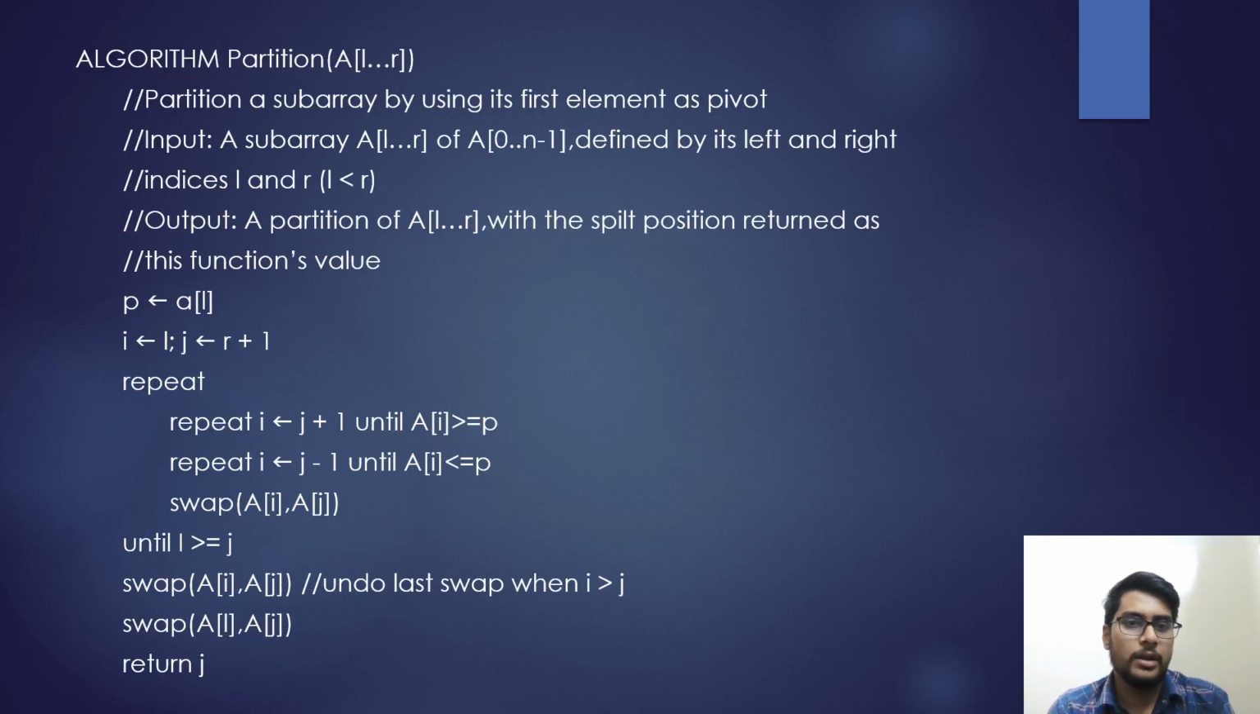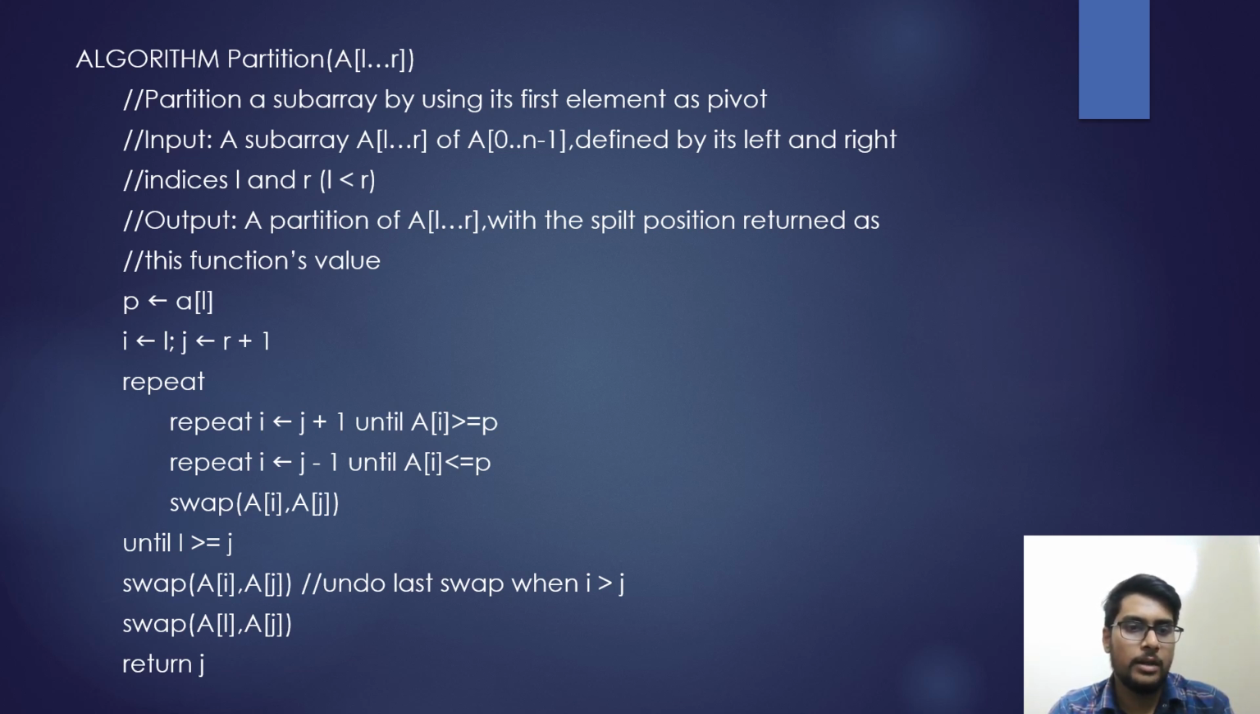Algorithm Partition A[L..R]. Partition a subarray by using its first element as pivot. Input: a subarray A[L..R] of A[0..n-1], defined by its left and right indices L and R, where L is less than R. Output: a partition of A[L..R] with the split position returned as this function's value.